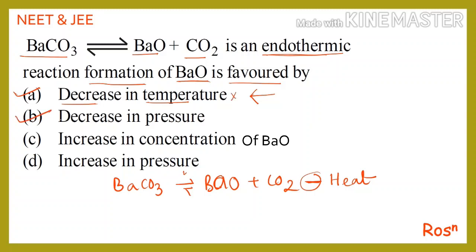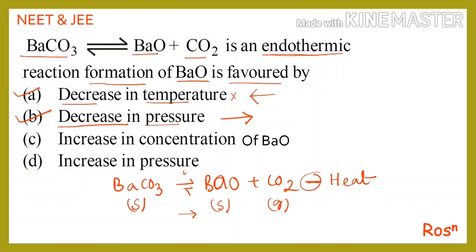Now see the second condition, decrease the pressure. If you see the reactant BaCO3, it is a solid. Now BaO, it is also a solid, but CO2 is a gas. So in the forward direction the pressure is increased. Clear? Now if you decrease the pressure, the reaction will go to this direction where it increases the pressure. That means the reaction will go to the forward direction. Okay, so this is the right answer.